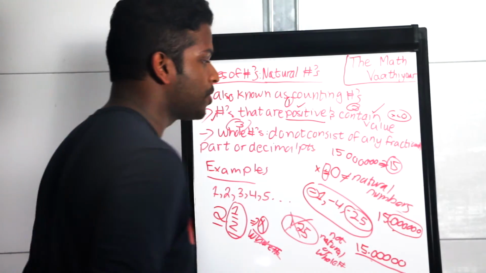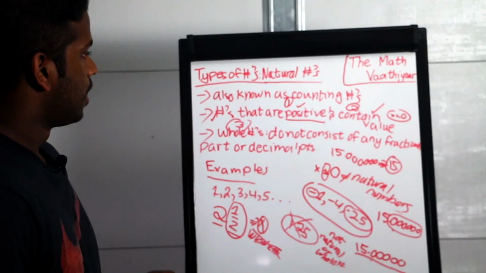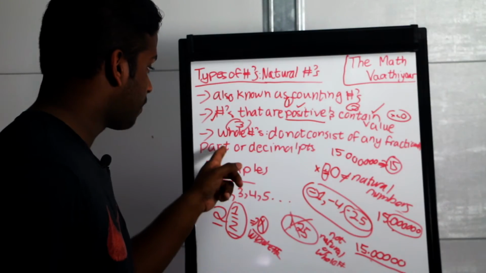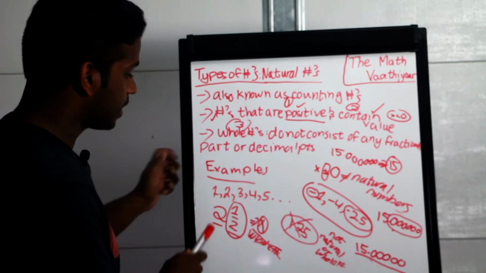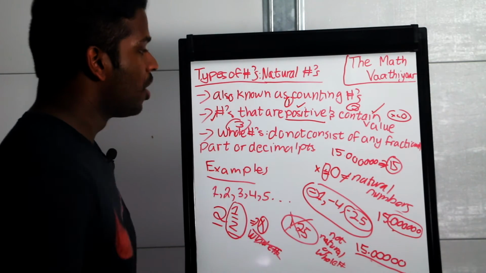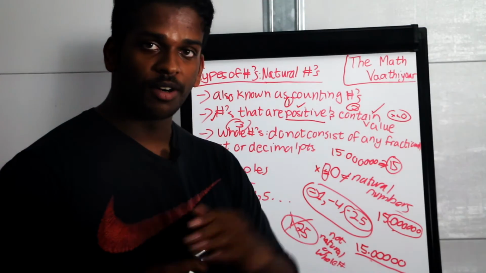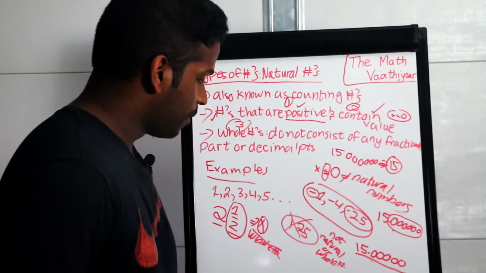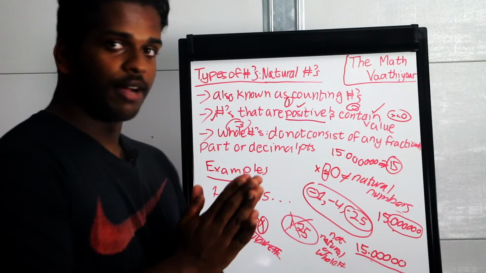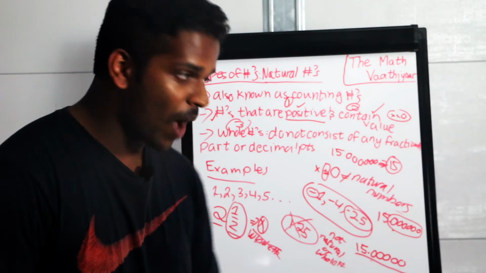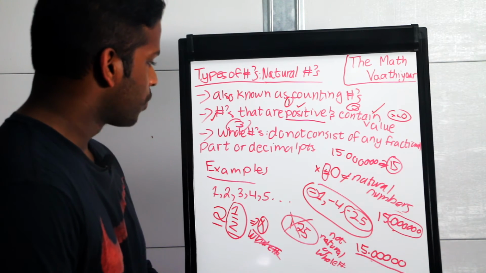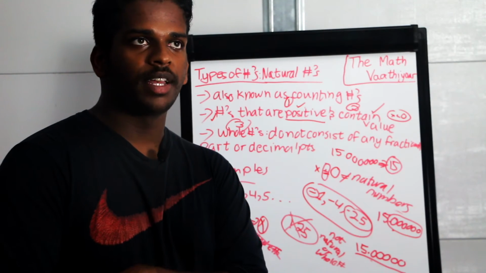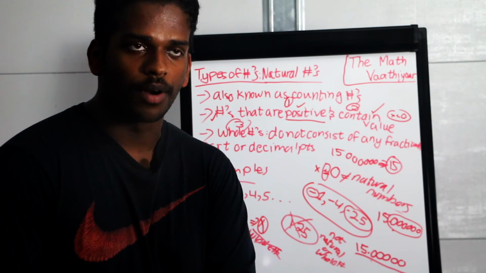And is 15 a natural number? Think about it. It's positive, it contains value, and it does not consist of any fractional part or decimal points, unlike these two numbers that we covered earlier. Therefore, 15.000000 is a natural number, because it can also be written as 15, and 15 is a whole number, and therefore 15 is a natural number. So I hope you understood what I taught to you in this lecture. And this is the criteria for determining whether a given number is a natural number or not.